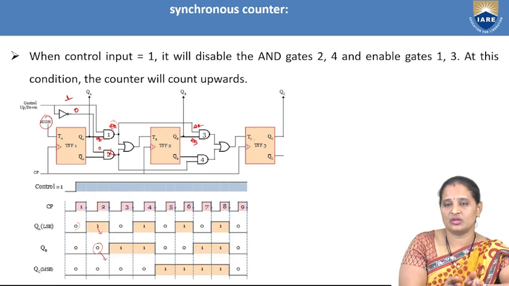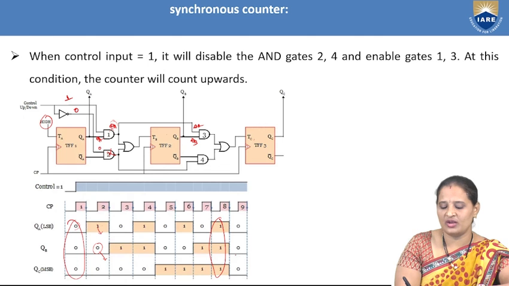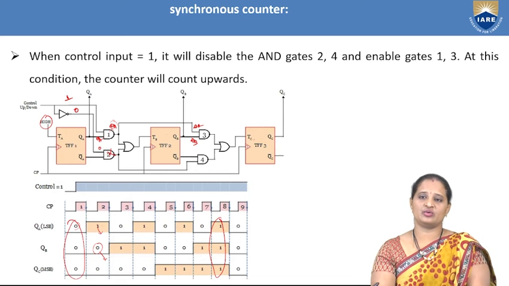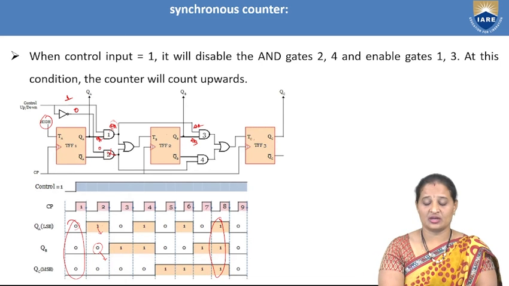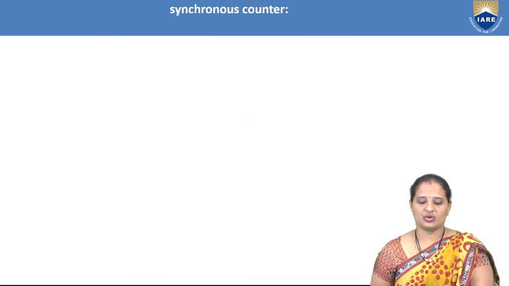So again, in the same way, it goes through 8 states, from 0, 0, 0 to 1, 1, 1. Again, once the count has become 1, 1, 1, it goes back to its present state, whose next state is 0, 0, 0. Okay, so this is when the control input is 1.